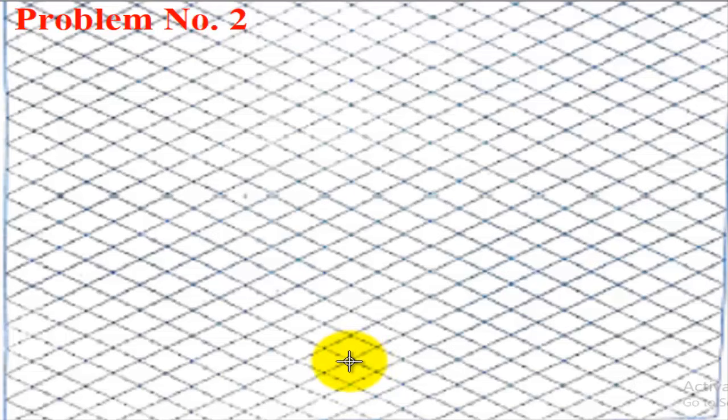From here, you can draw with a normal, very thin line, because after that we need to erase it. 1 2 3 4 5 6 boxes you have to count, because the diameter they given is 6. 1 2 3 4 5 6, and the same way here 1 2 3 4 5 6, and then back to your 6.